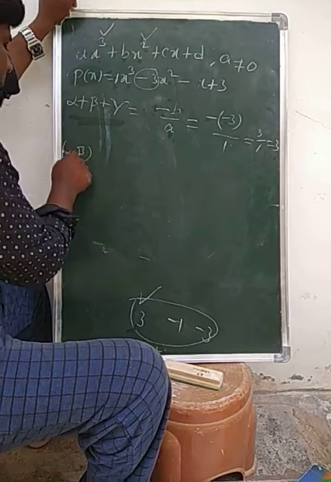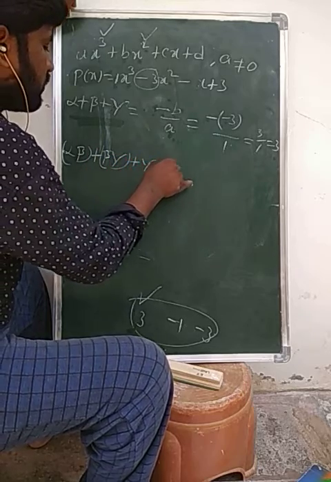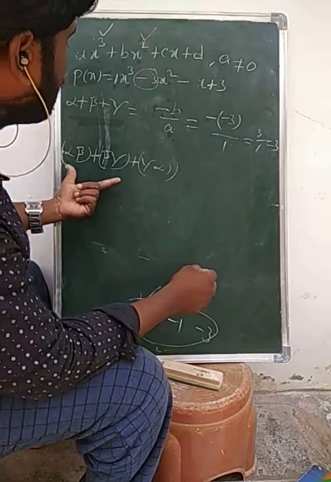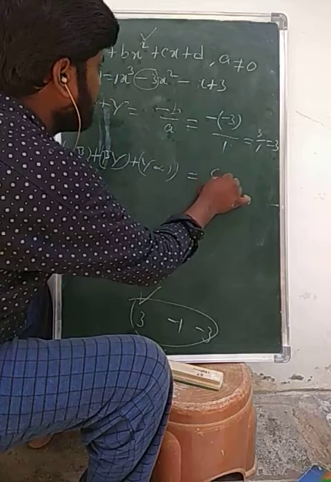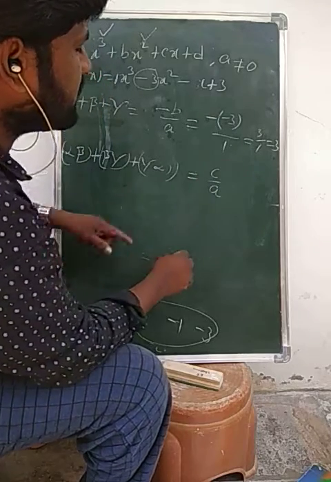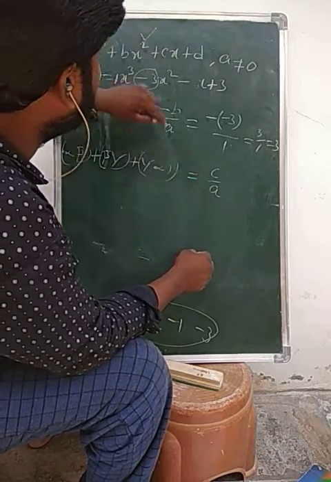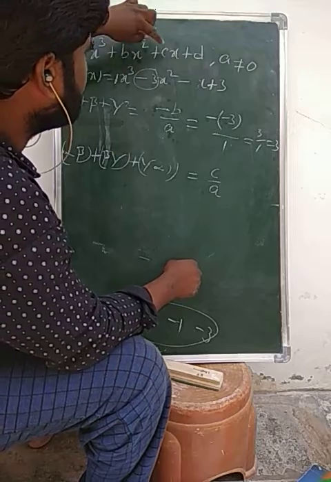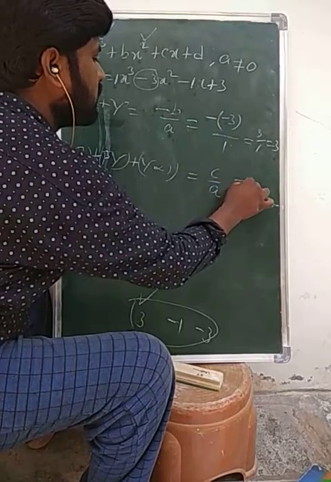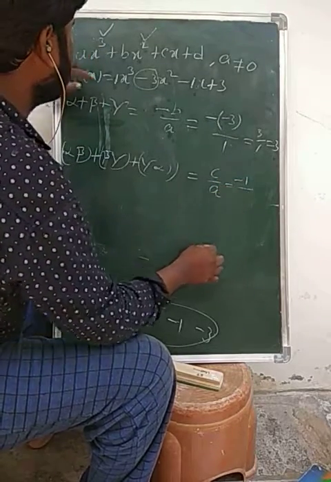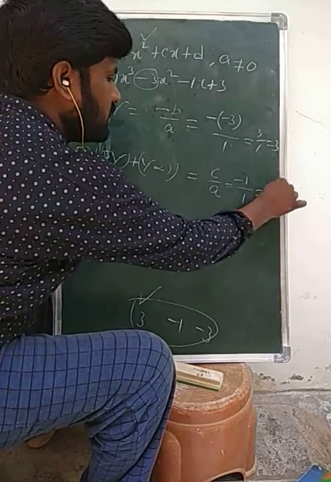Next, alpha beta plus beta gamma plus gamma alpha, that is the sum of products of zeros taken two at a time. That is c by a. C means the coefficient of x, and a means the coefficient of x cube. What is the coefficient of x here? It is minus 1, and the coefficient of x cube is also 1. So that equals minus 1 by 1, that is minus 1.